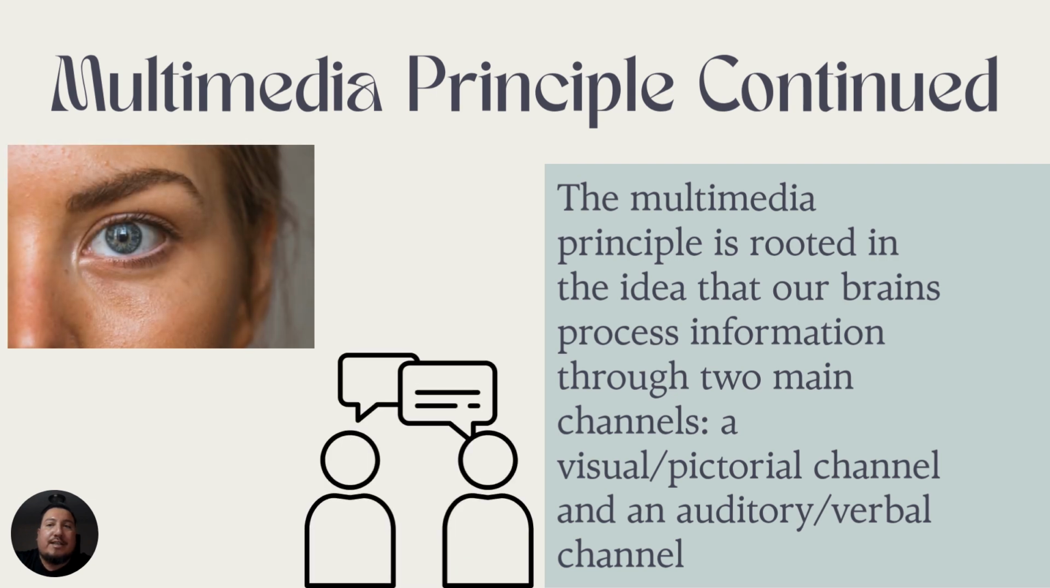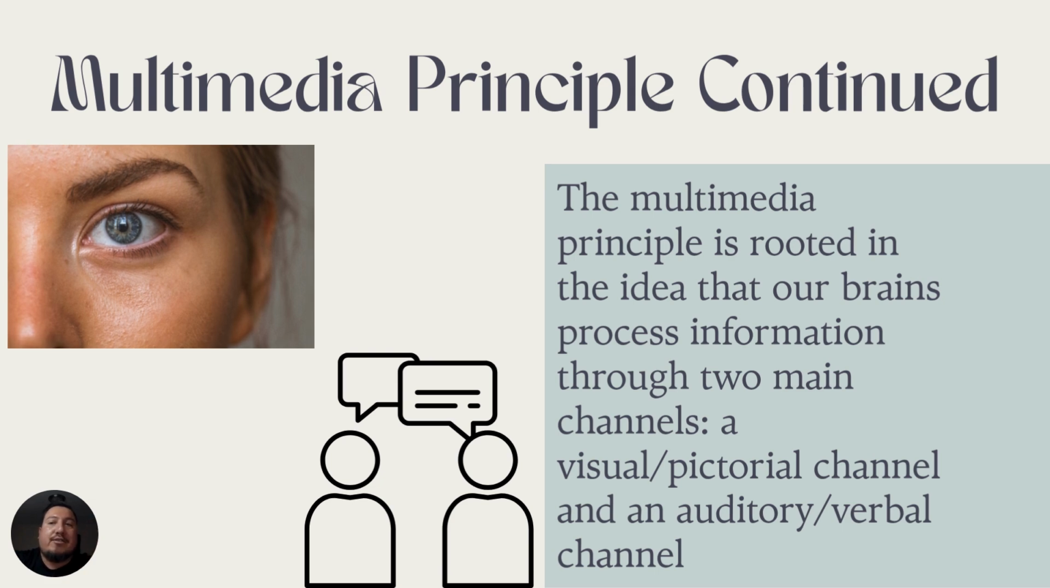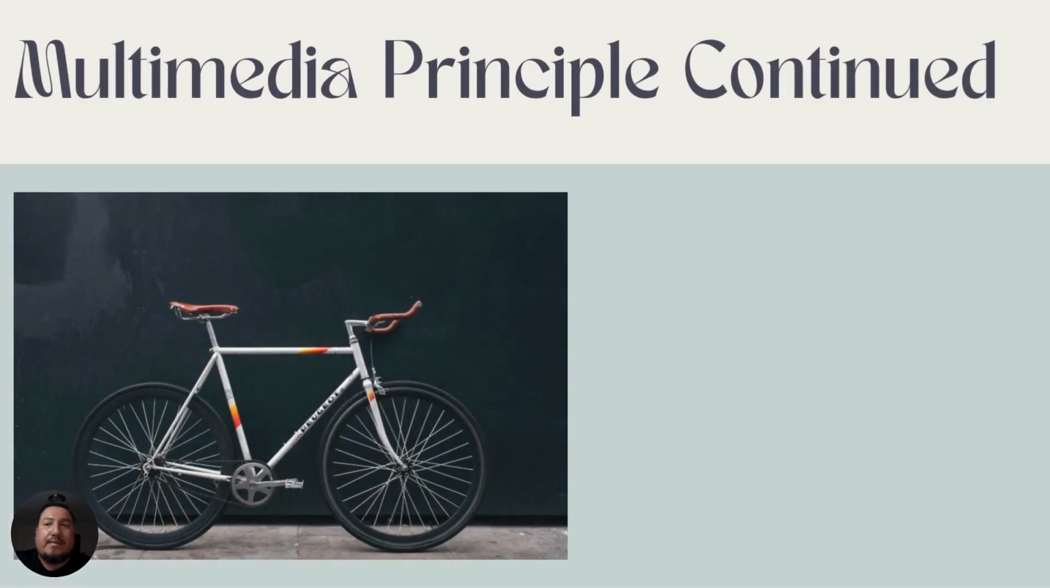Multimedia principle is rooted in the idea that our brains process information through two main channels, a visual pictorial channel and an auditory verbal channel. Through utilizing both our eyes and auditory channels, we are able to process information more effectively.